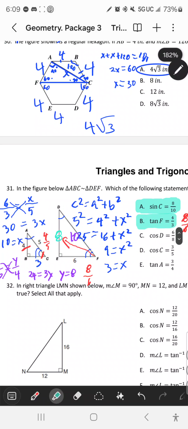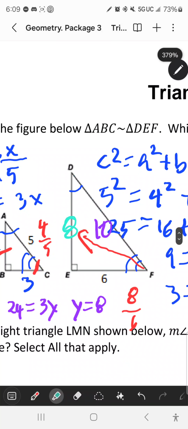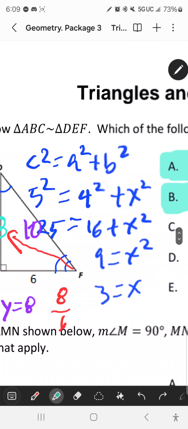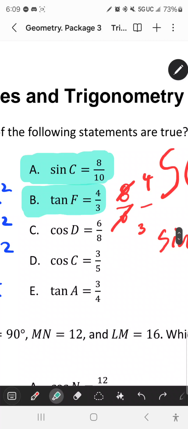Additionally, if I go to the tangent, I know C goes with F, so I go to C. I say, okay, opposite, in this case 4, adjacent, in this case 3. So 4 over 3. Now, I'm sorry.